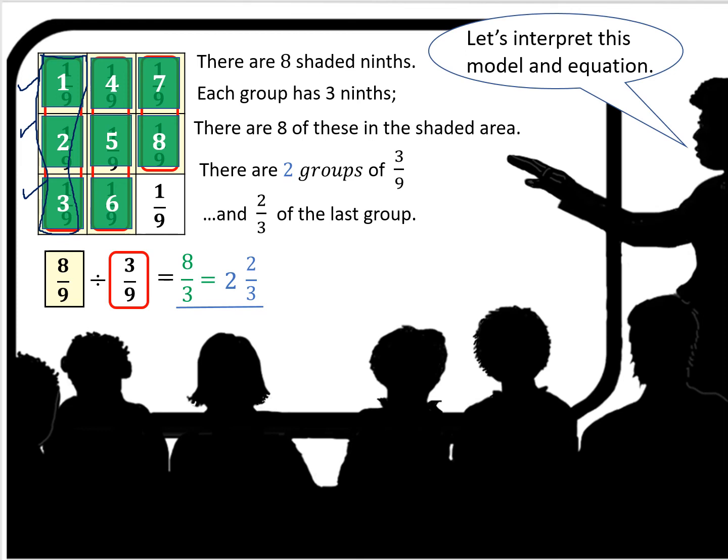How did we get 2 2/3? Well, let's look at the groups. Here's one whole group of 3/9. Here's another whole group of 3/9. Now in the third group, in this one right here, do we have 3/9 shaded? No, we only have 2. But those aren't ninths in this one group. In this group, each one of these pieces is a third. So we have 2/3 of that last group actually shaded.